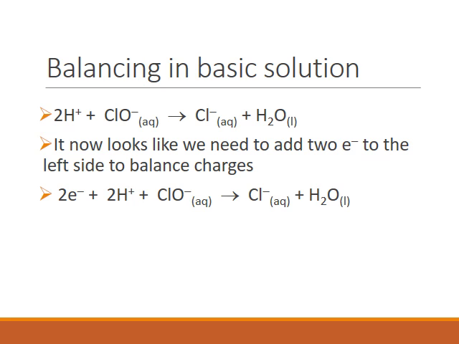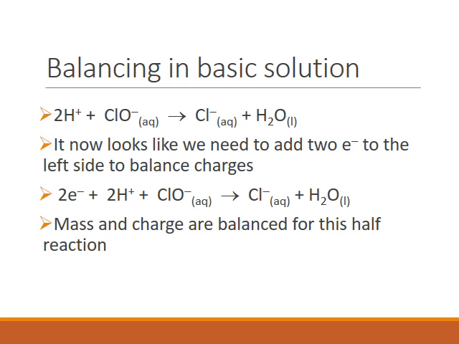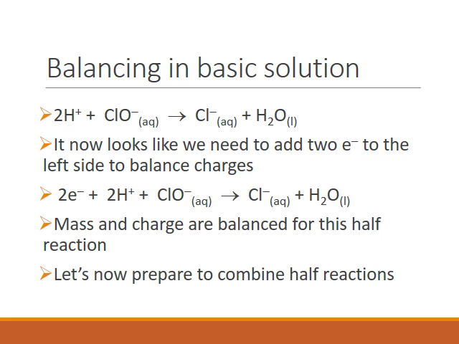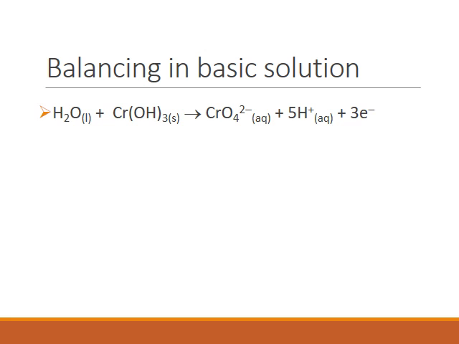We've got an overall -1 charge on the left, -1 on the right. 1 chlorine on the left and right, 2 hydrogens on the left and right, 1 oxygen on the left and right. We are balanced. Finally, let's get ready to combine the half reactions. There's our balanced half reaction from before. Here's the one we just balanced.